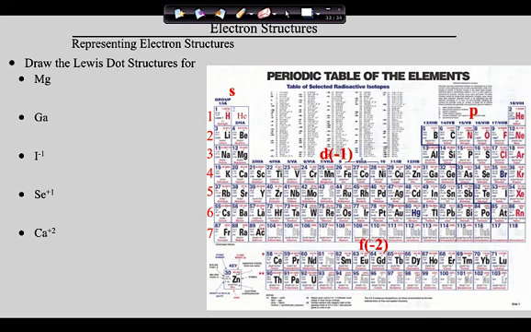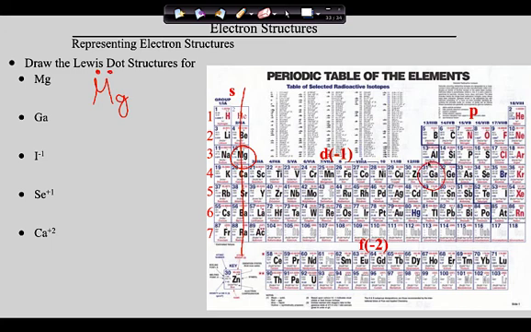So these are the ones that we're going to do. So first of all, magnesium. It's important that we first write down the abbreviation of the element. Now that we've got the abbreviation of the element, we find magnesium on the periodic table, and it is in the second group. Because it's in the second group, that means that it's got 2 dots, and we need to remember that those 2 dots are paired up because those 2 dots are in the S sublevel. They're paired up.